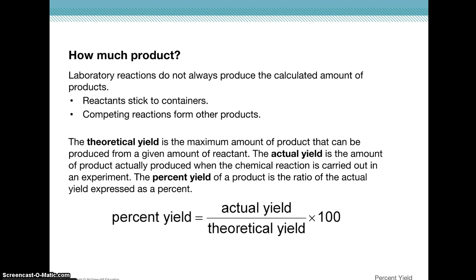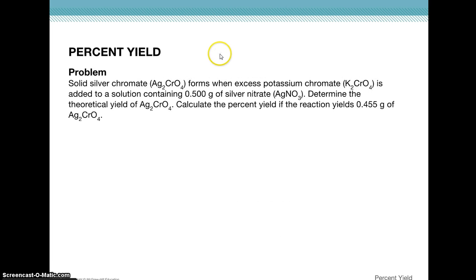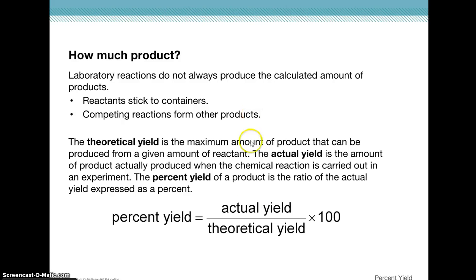So when we're talking about percent yield, we're going to be dividing the actual yield, which is how much you get when you do the lab, what is actually produced. We're going to divide that by the theoretical yield. And the theoretical yield, that's the calculated number. That's what we've been calculating when we have been doing stoichiometry.